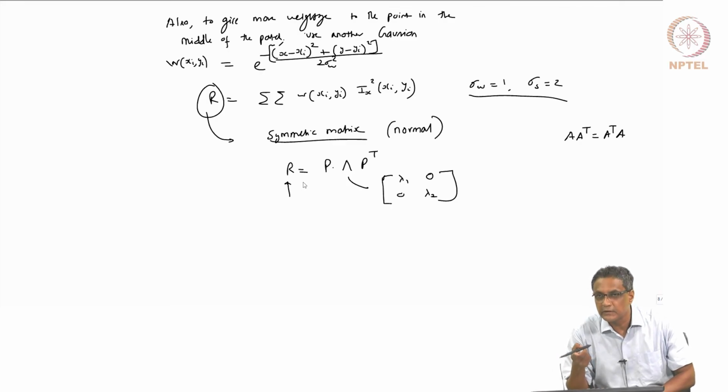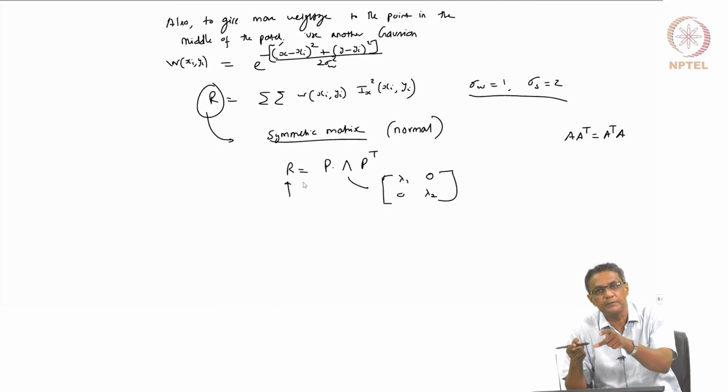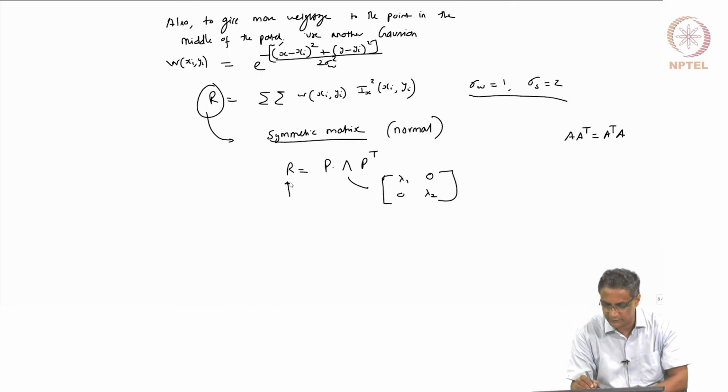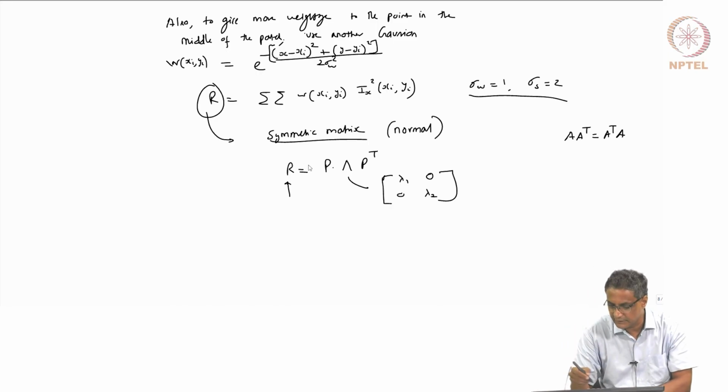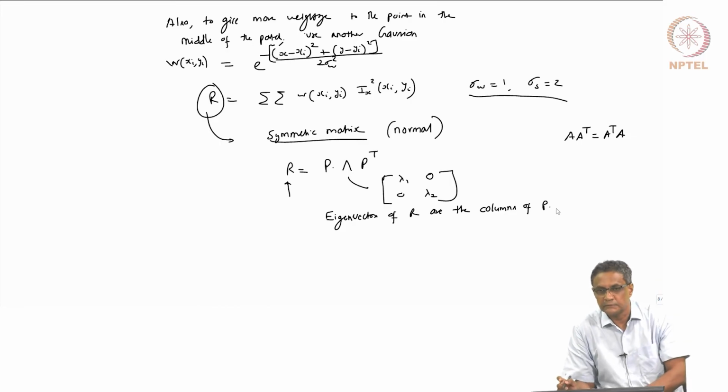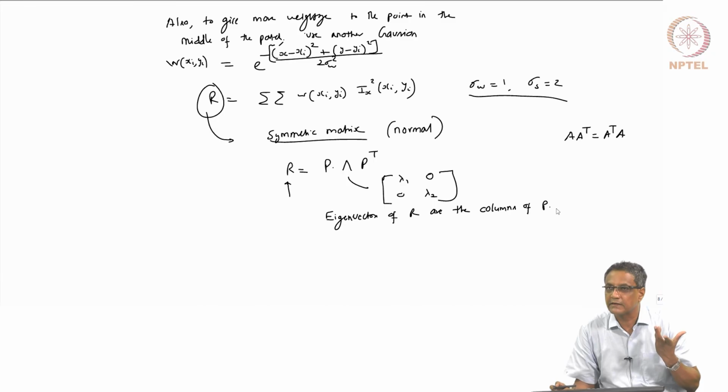Columns of P, right? So you can show that if I take, let's say, the ith column of P, call it p_i, and you do R times p_i, that will be equal to lambda_i p_i. That is why it is an eigenvector, and that is why you call it an eigenvalue eigenvector decomposition, right. Now, the eigenvectors of R are the columns of P. Now, an eigenvector, what does it really represent?